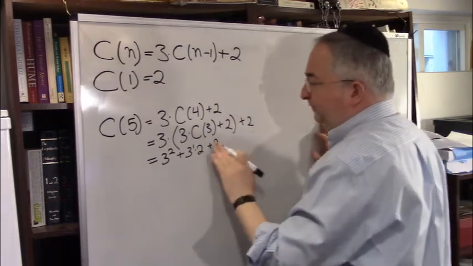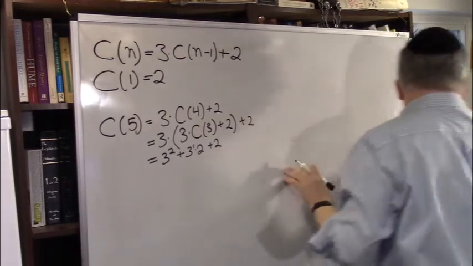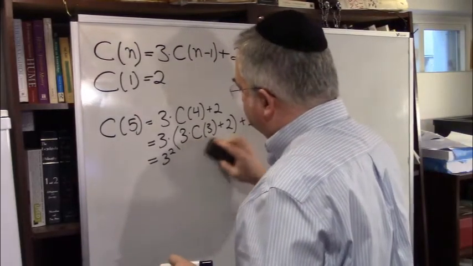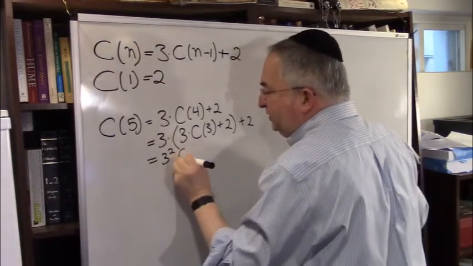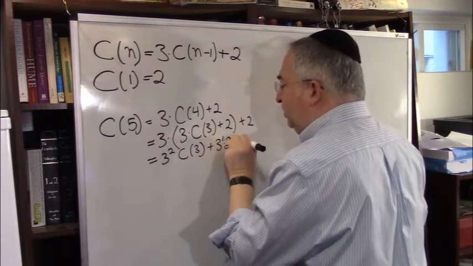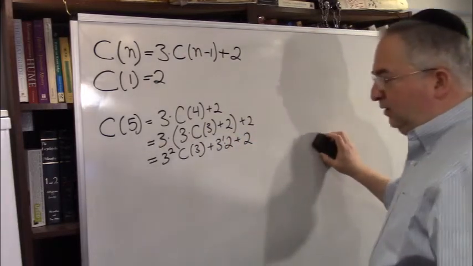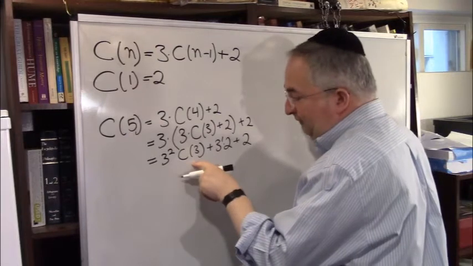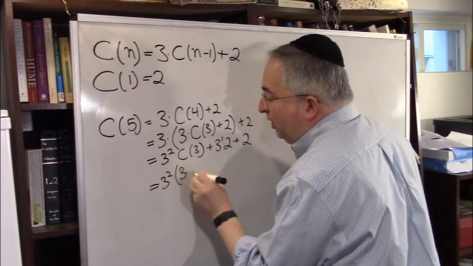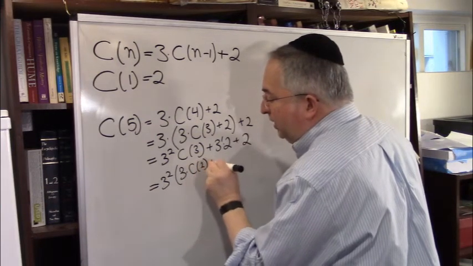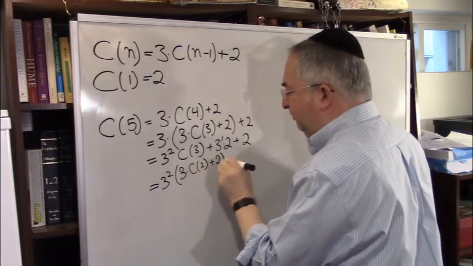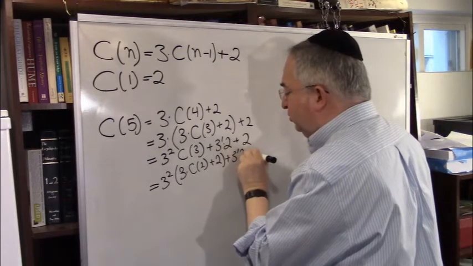Oh, shoot, hold on. Sorry. 3 squared times C of 3 plus 3 to the 1 times 2 plus 2. Okay, great. Now let's figure out what this is. This is equal to 3 squared times 3 times C of 2 plus 2. That's C of 3 right there, plus 3 to the 1 times 2 plus 2.